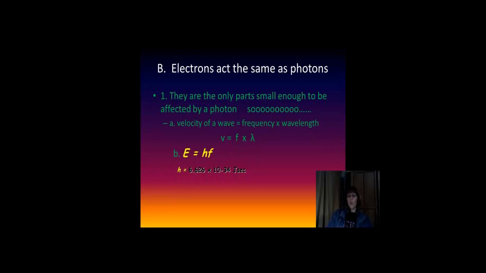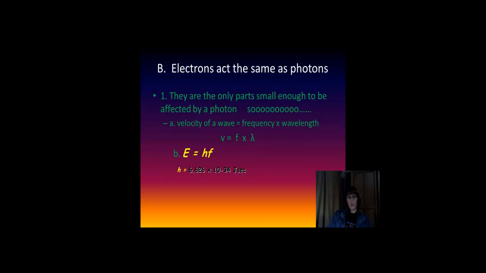Now, why are we talking about light? Because electrons act in the same way as photons. They also act as both particles and waves. So whatever calculations we can do with light, we can also do with electrons. Oh, joy of joys, right?